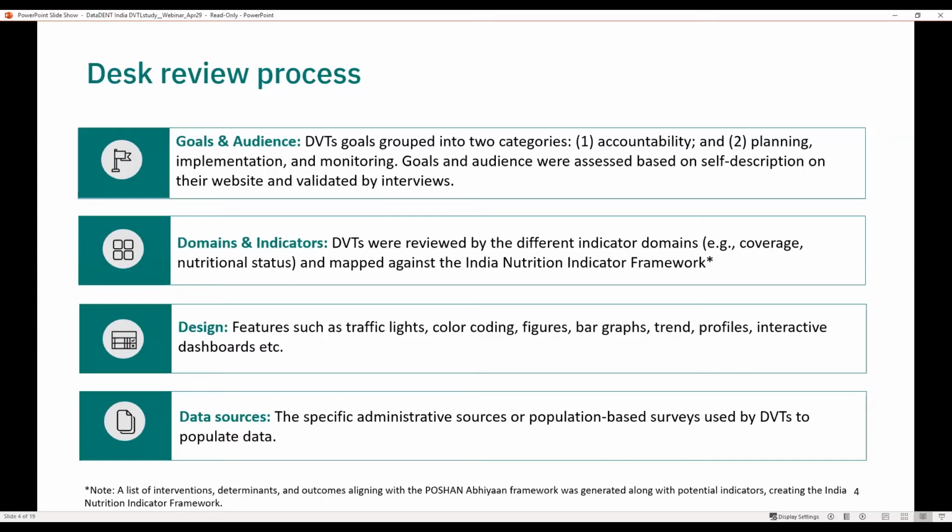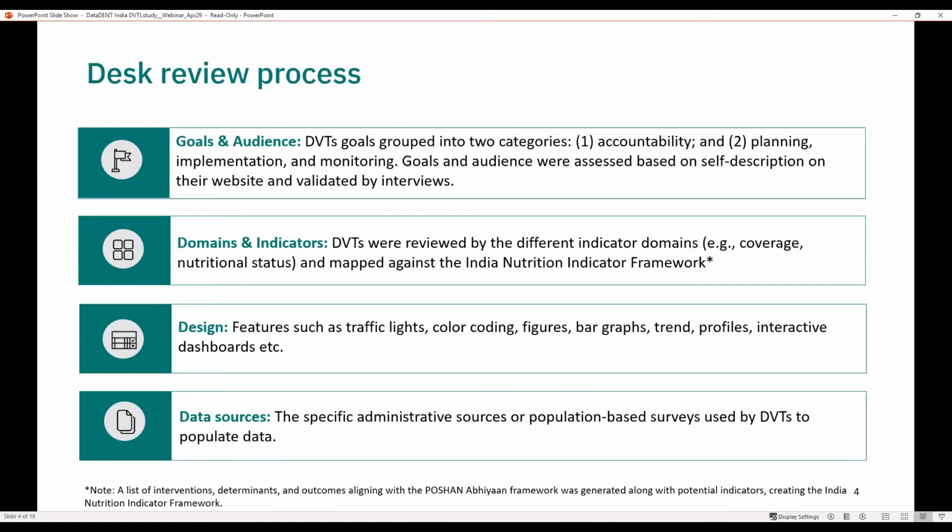Secondly, under desk review, we also did an extensive indicator mapping across domains to see in what all nutrition indicators each DVT maps across inputs, coverage, determinants, and outcomes. And these were mapped against the India Nutrition Indicator Framework. It's a body of work led by IFPRI along with Niti Aayog and ID Insight, where we have proposed a list of interventions, determinants, and outcomes aligning with the Poshan Abhiyan, that is India's National Nutrition Mission framework. This work is yet to be published, very soon.